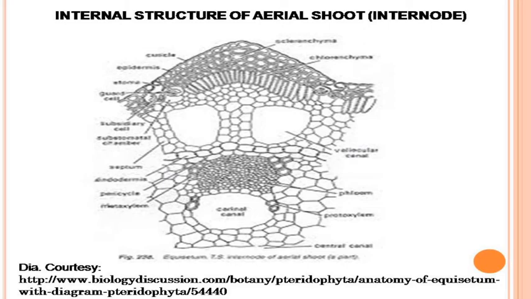Here we can see that the outermost layer is the epidermis, which is cuticularized, and below it are thick-walled sclerenchymatous cells. And below these sclerenchymatous cells, chlorenchymatous cells are also present, which are filled with chlorophyll and help in photosynthesis. In the grooves we can see the sunken stomata are present.